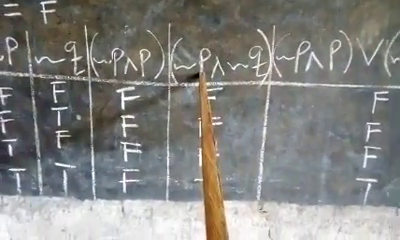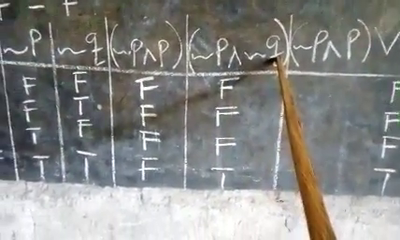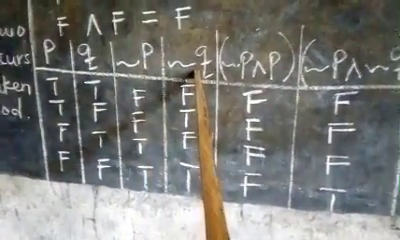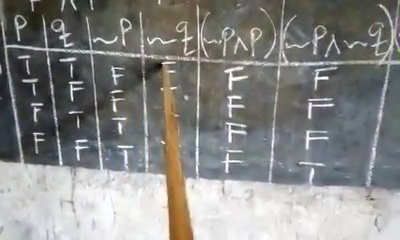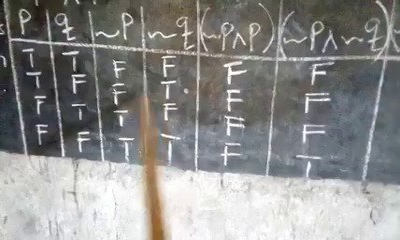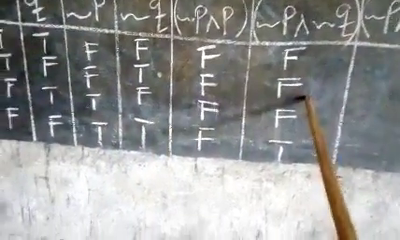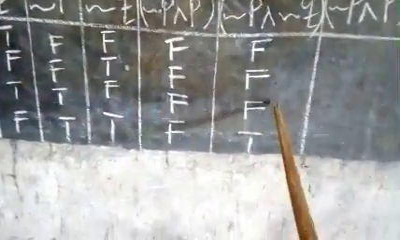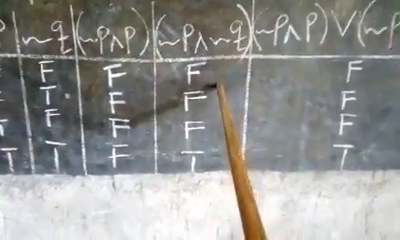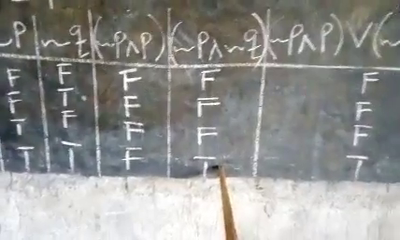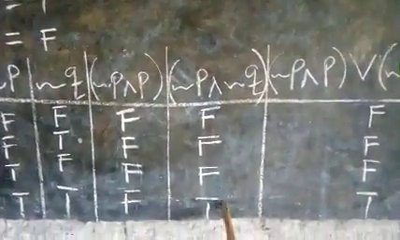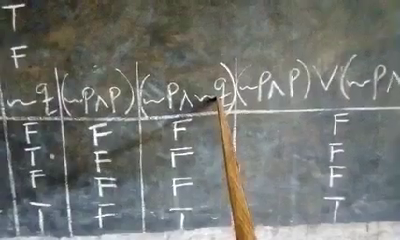The next thing, negation P and negation Q. We have negation P here and negation Q here. Let's take them together with the sign and. F and F gives F. F and T gives F. T and F gives F. T and T gives T. So we have false, false, false, true. That is for negation P and negation Q.